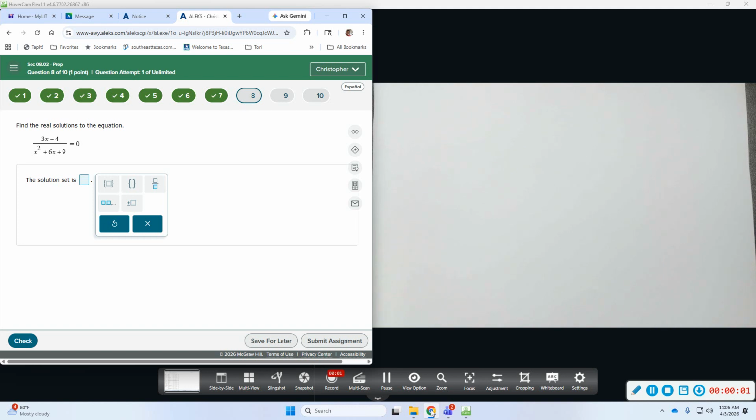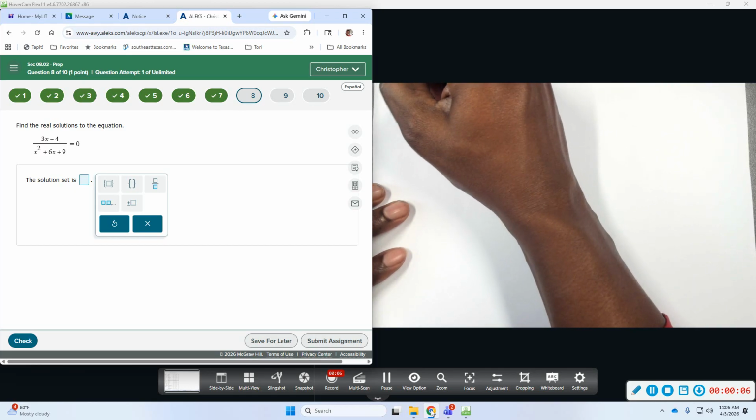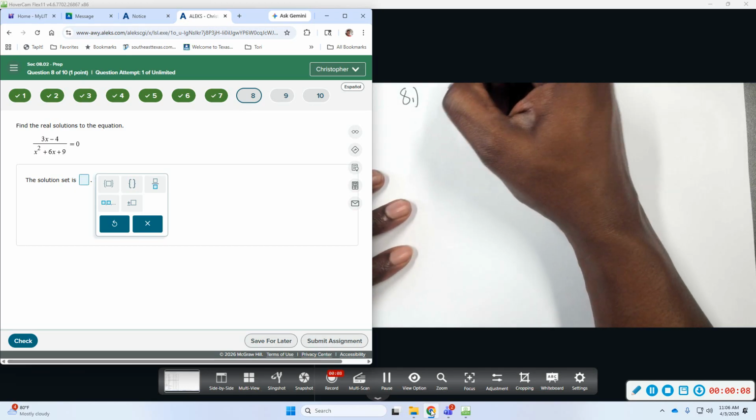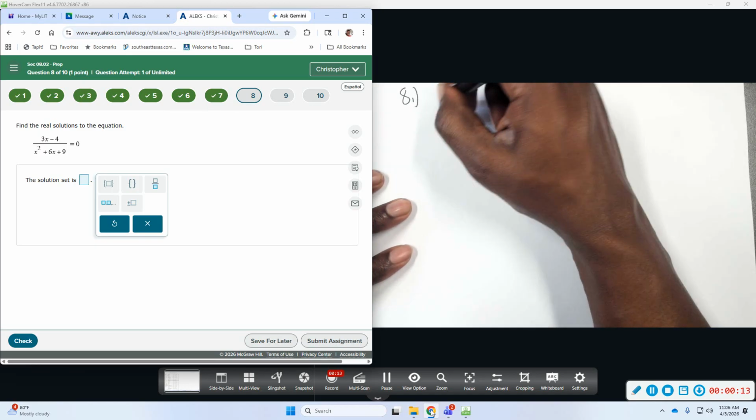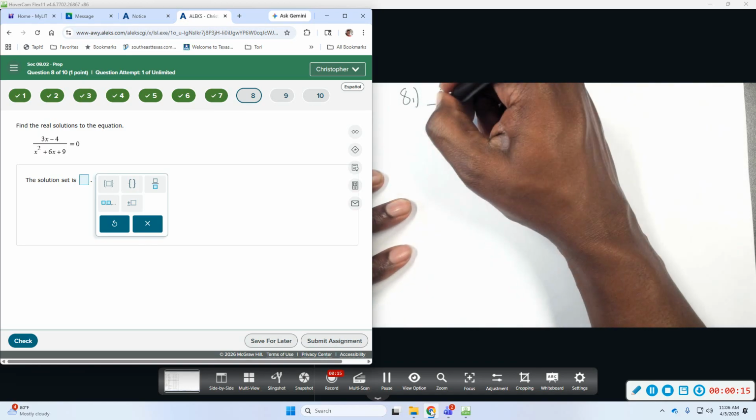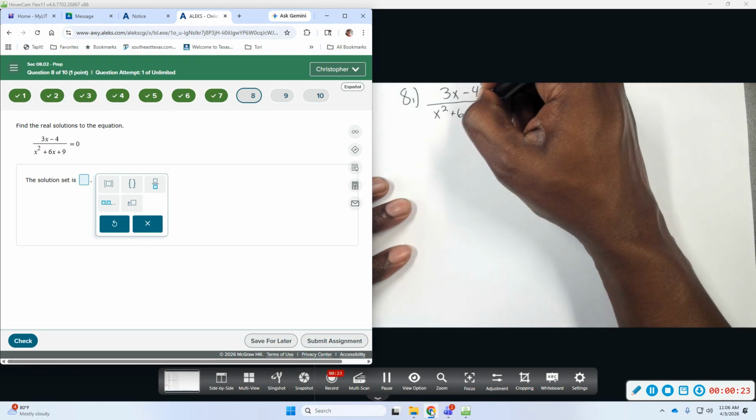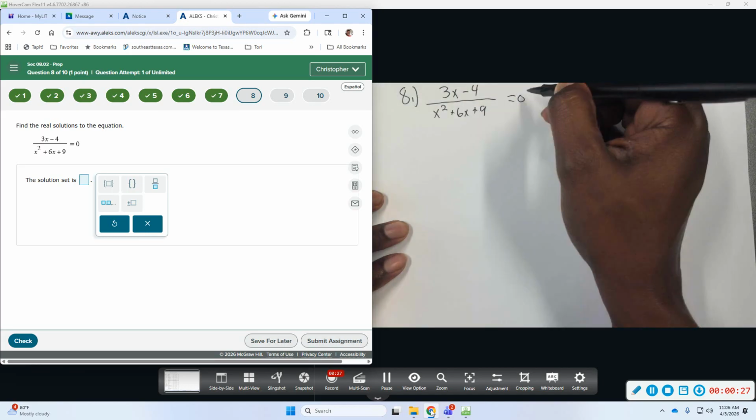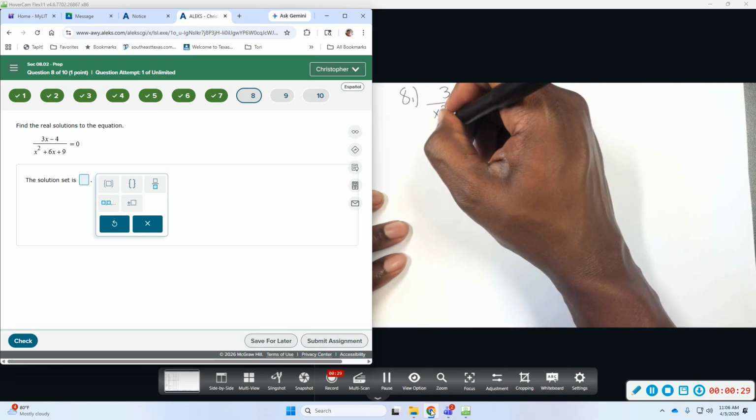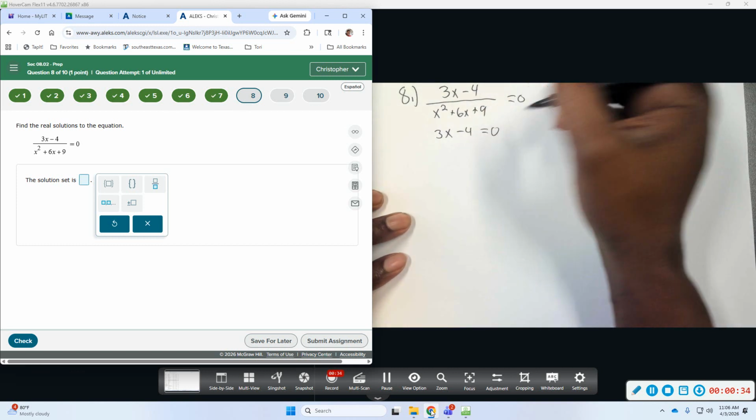All right, number 8, again, we want to find the real solutions. So we have (3x minus 4) over (x squared plus 6x plus 9) equals 0. Multiply by the denominator. So multiplying times 0, we'll just cancel it out. That gives us 3x minus 4 equals 0.